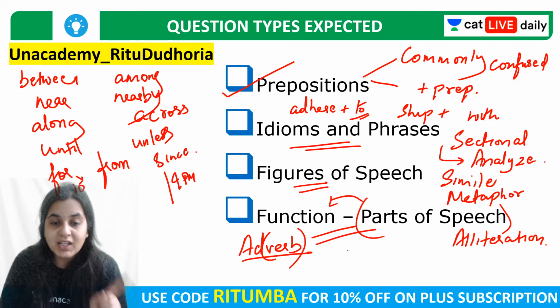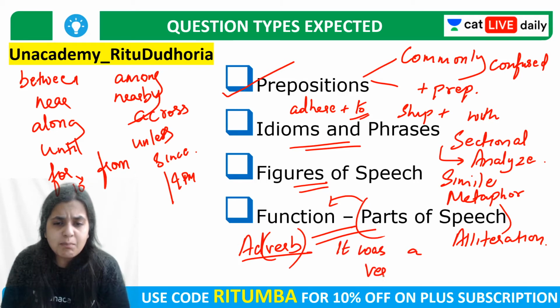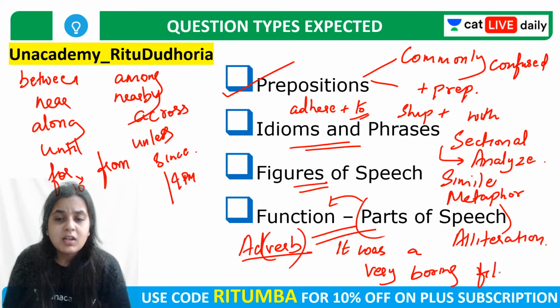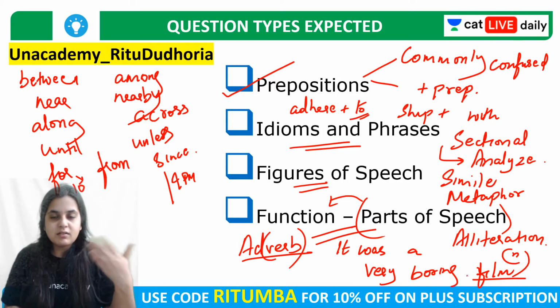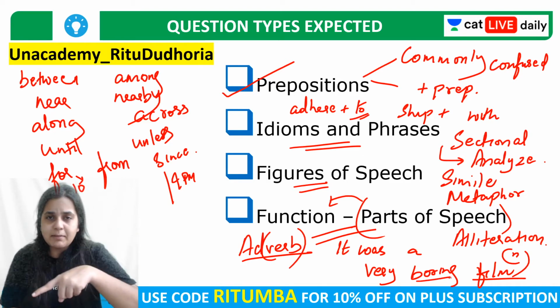What is that other function? If I say, guys, that it was a very boring film. It was a very boring film. Now, film becomes the noun. Correct? Film noun hai. Okay. Boring. Boring is describing the film.